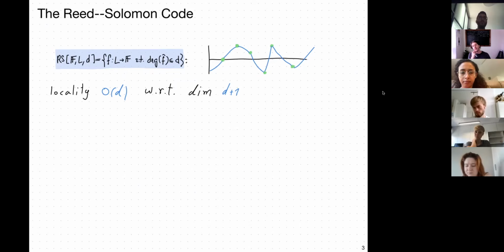But then what does it mean? It means that if I started with data of size D, then the locality, in order that I can verify that the data is properly encoded, is also D. So it's linear in the size of the object. So in some sense, I have to read the entire information in order to verify that something behaves nicely.